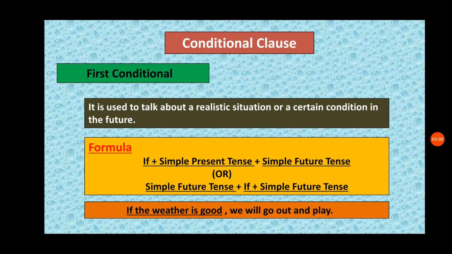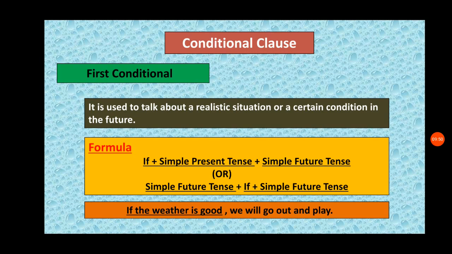So what is the formula for the first conditional? The conditional clause has simple present tense, but the result, the main clause, will be in simple future. What we saw in the zero condition, both clauses are in simple present tense. But in the first conditional, the conditional sentence is in simple present tense, and the main clause, the result sentence, is in simple future tense.